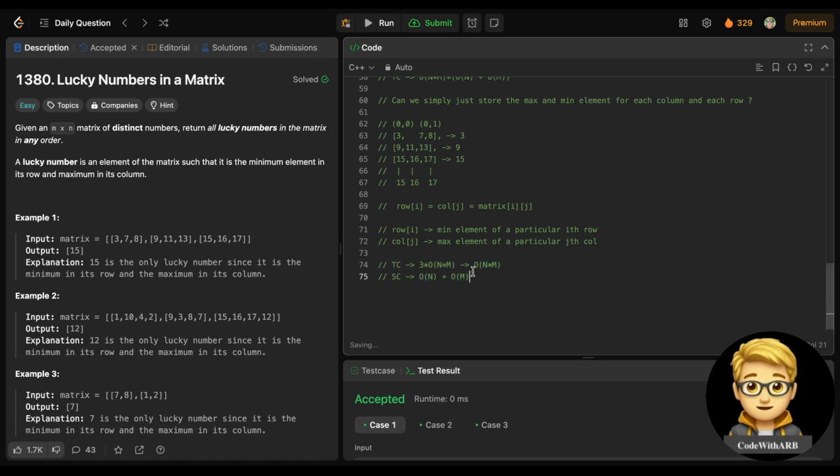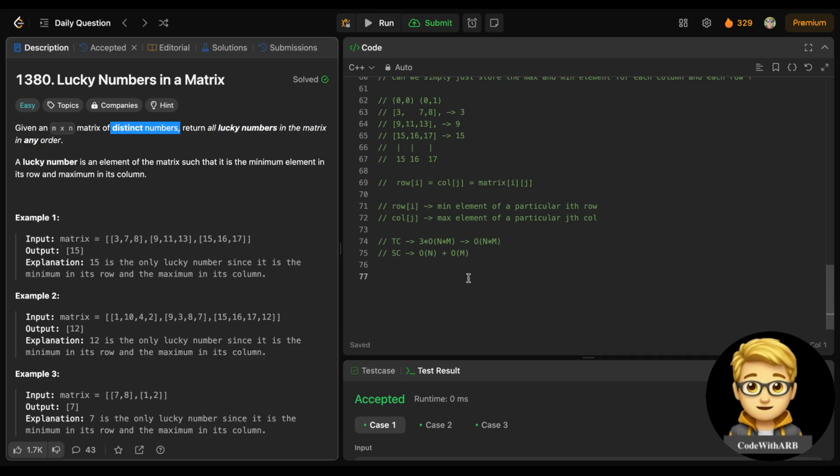Okay, can we further optimize it? So this O of n into m, for sure, because we need to find the lucky number, so we need to iterate over the matrix. This cannot be reduced, right? Can we reduce the space complexity? Can we do it in O of 1 or something? If you see one thing here, we have been given distinct numbers. It means that any element in the matrix is not repeated, right?